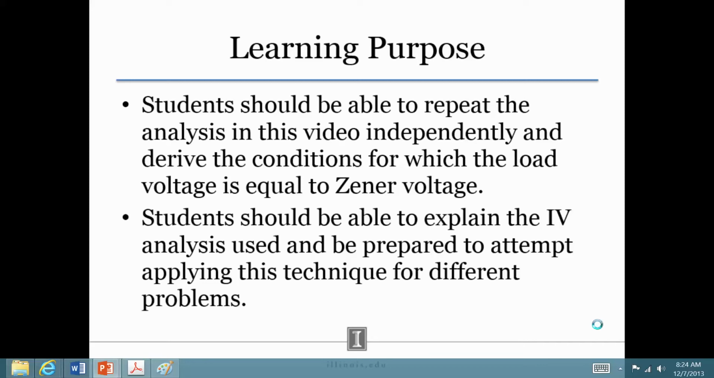should be able to repeat the analysis in this video independently and derive the conditions for which the load voltage is equal to Zener voltage. Okay, the students should also be able to explain the IV analysis used and be prepared to attempt applying this technique for different problems. Notice I didn't say that this one video will teach you everything you need to know about IV technique, but you should at least develop the courage to attempt it. Okay?